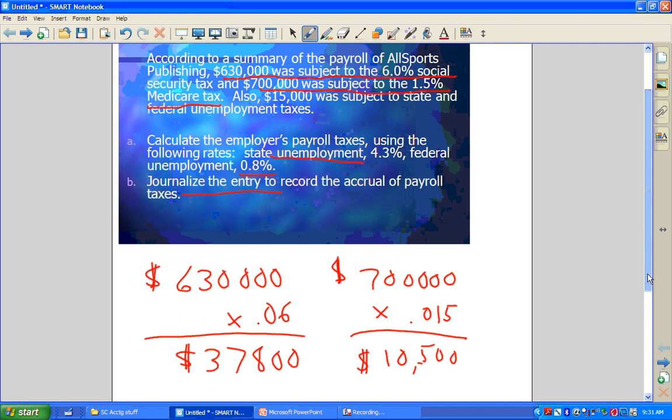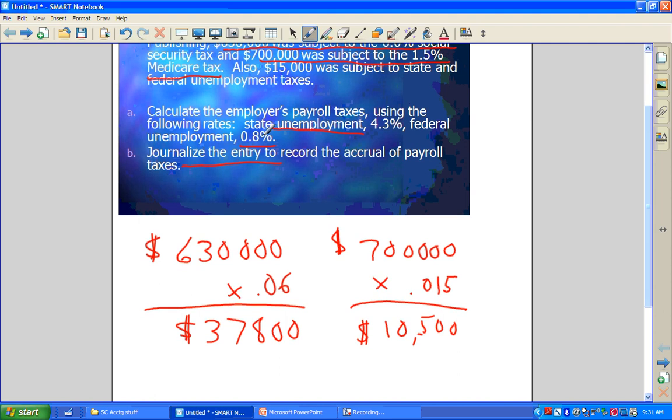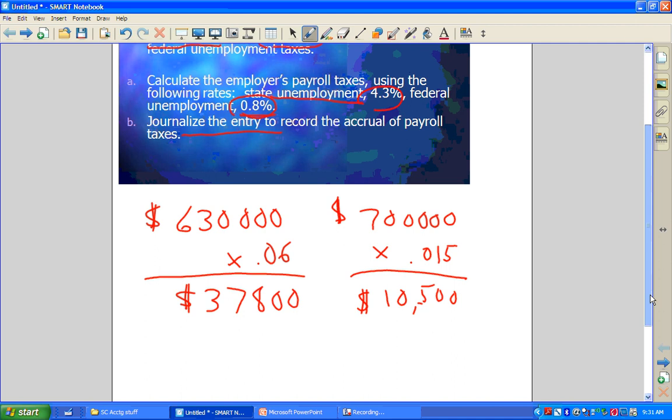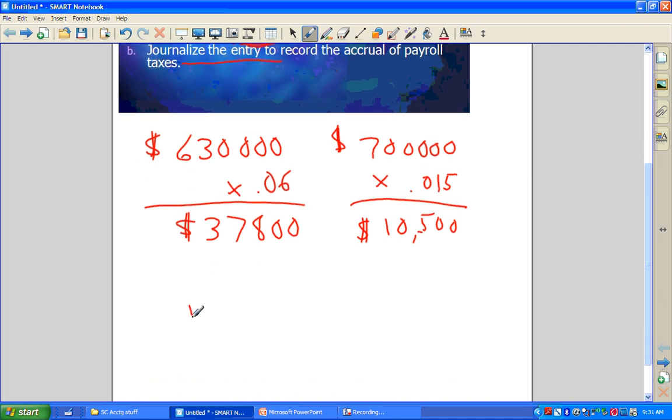Now we got to figure out SUTA and FUTA. State unemployment at 4.3%, federal unemployment at 0.8%. Now it gives us the amount again. I don't have to go look this up because it tells me this much. 15,000 was subject to those two taxes. Okay, so here we go. 15,000. I just do the straight math.